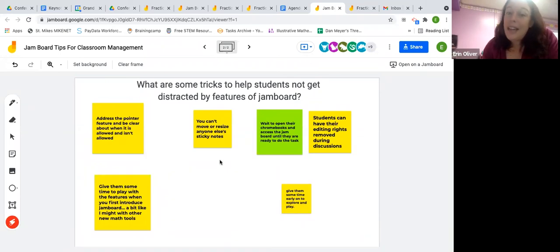Don't resize or move anyone else's stickies. Wait to open their Jamboards. Yeah, I always show them the Jamboard before I allow them to access it. I have them close their Chromebooks or take their editing rights away when we're discussing, so they actually can't use the tools when we're in a discussion. Give them time to play, time to play and explore. Totally. I think that's time.